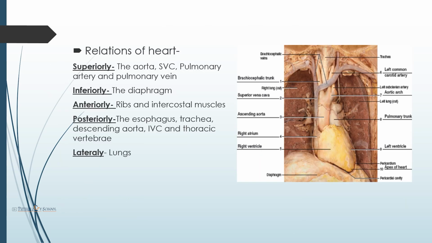Relations of the heart: superiorly aorta, superior vena cava, pulmonary artery and pulmonary veins; inferiorly the diaphragm; anteriorly ribs and intercostal muscles; posteriorly esophagus, trachea, descending aorta, inferior vena cava and thoracic vertebrae; laterally the lungs.